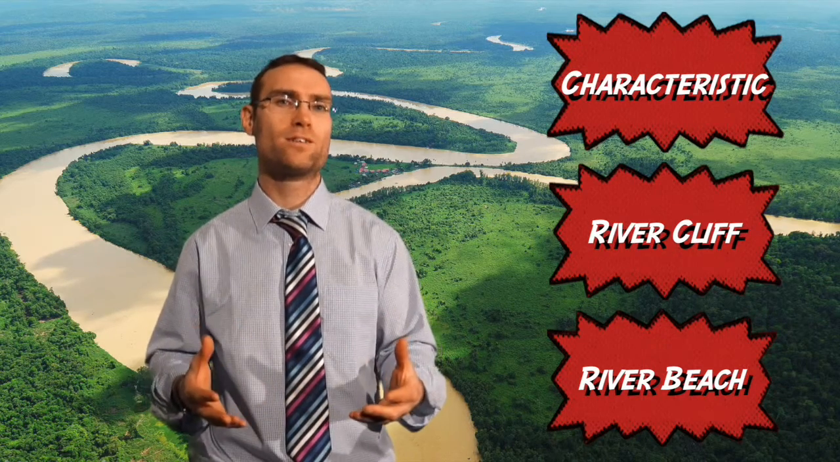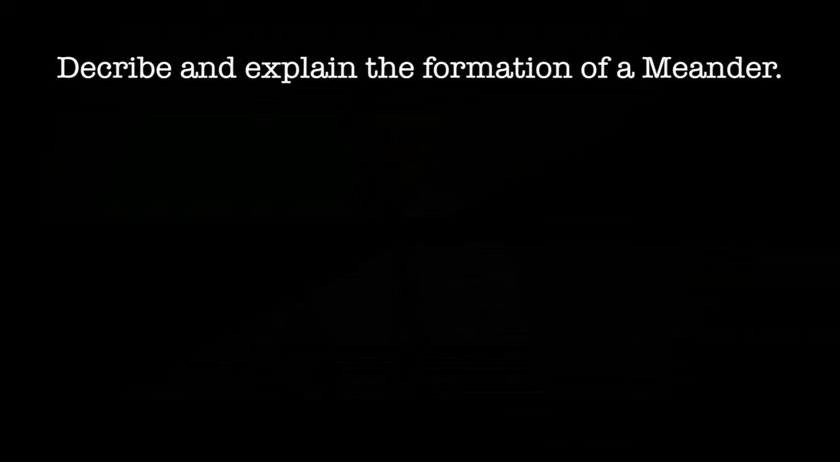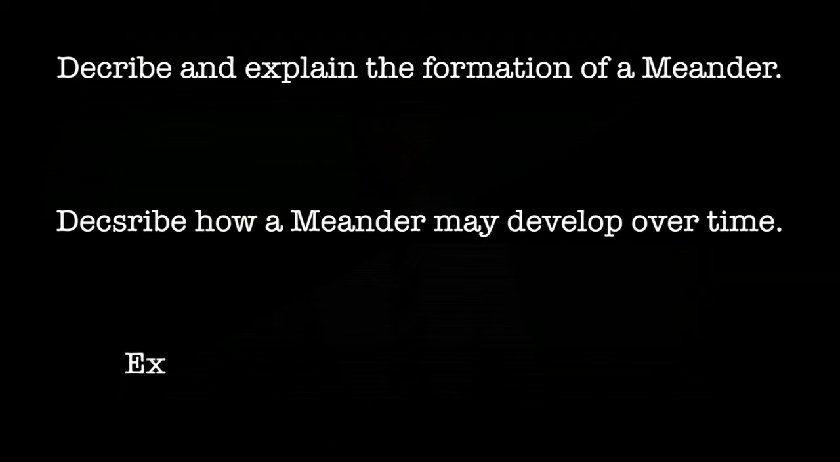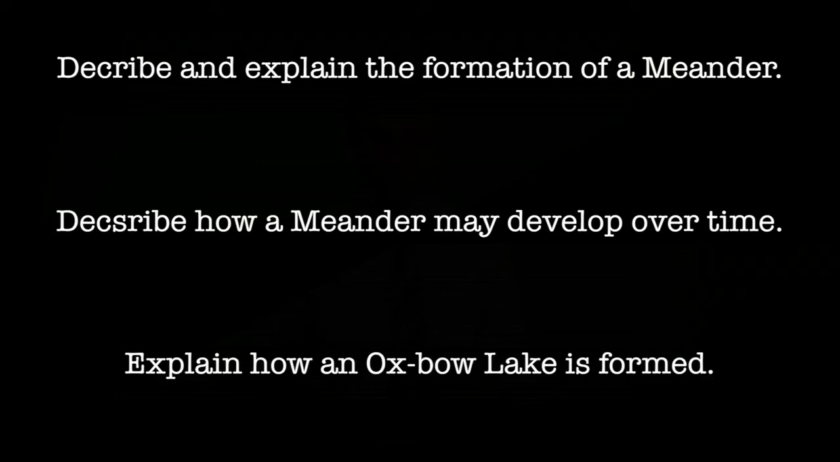Well, there are several questions that we might be asked, and just coming up now are some example questions that you might be asked. So there are different types of questions. For example, describe and explain the formation of a meander. Describe how a meander may develop over time. Explain how an oxbow lake is formed. So, with all formation questions, as I said before, I think it's a really good idea in the exam, even if they don't ask, to draw simple diagrams to show that sequence. Remember, that's the order things happen in.